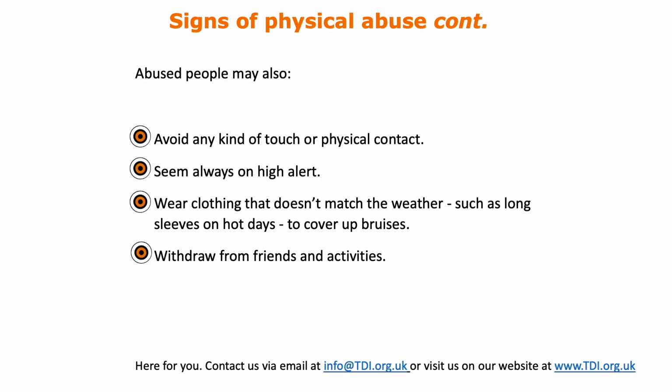Abused people may also avoid any kind of touch or physical contact, seem always to be on high alert. They may wear clothing that doesn't match the weather, such as long sleeves on hot days to cover up bruises. And they may also withdraw from friends and various activities that they would normally do.